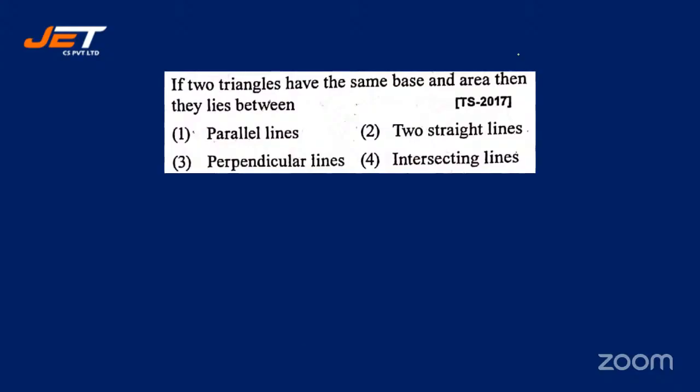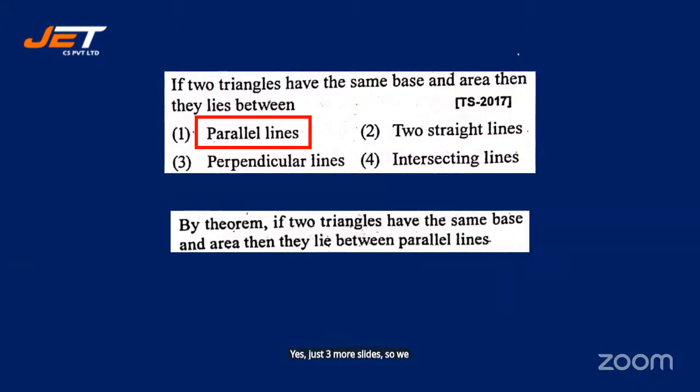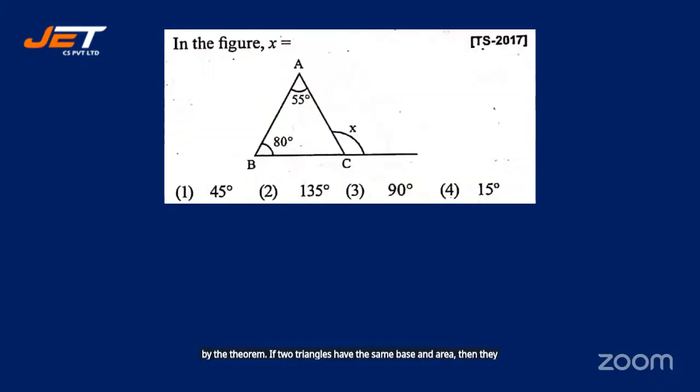Yes. So it is nothing but parallel lines. Just 3 more slides, so we'll finish off this. So how do you say it is parallel lines? By the theorem: if two triangles have the same base and area, then they lie between parallel lines.